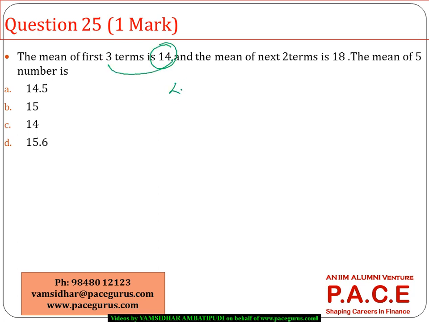terms is 3 into 14, 42. The mean of the next 2 terms is 18, means the sum of the next 2 terms is 36, 18 into 2. So which means the sum of the 5 terms is 78. But the question is to find the mean of the 5 terms, which gives me 15.6. So I can directly mark D as the answer choice in this case. Let's move on to the next question now.